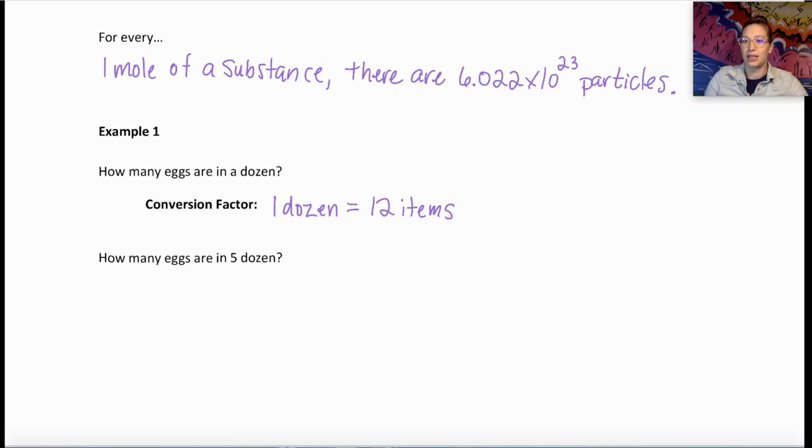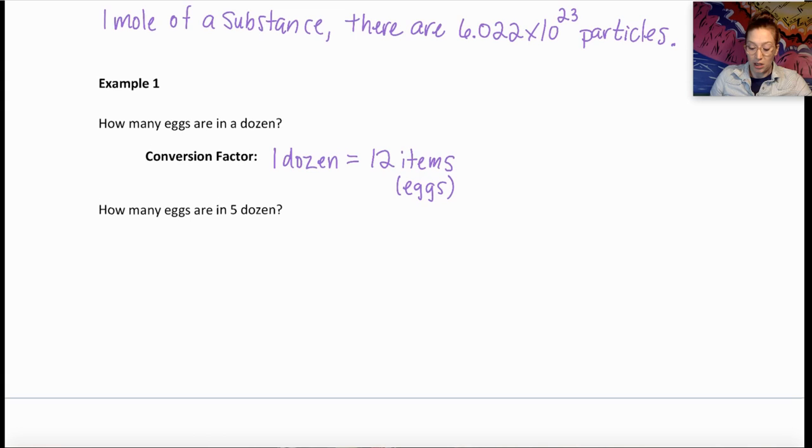Okay, in this case, we're going to look at a dozen eggs. So 12 items. In this case, this is eggs, right? If we're talking about a mole of something, it's a similar relationship. A mole of something is going to be 6.022 times 10 to the 23rd items. In our case, since we're talking about chemistry and substances, that item is going to be a particle.